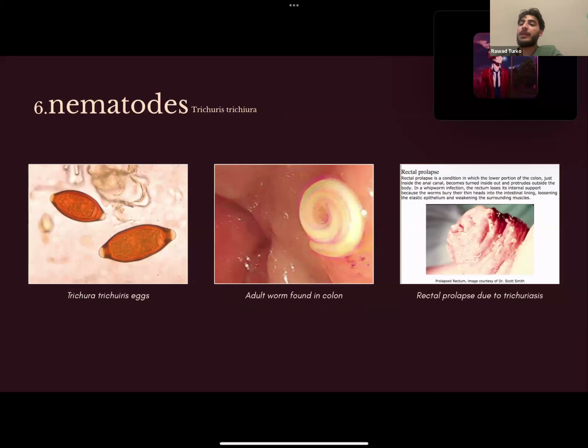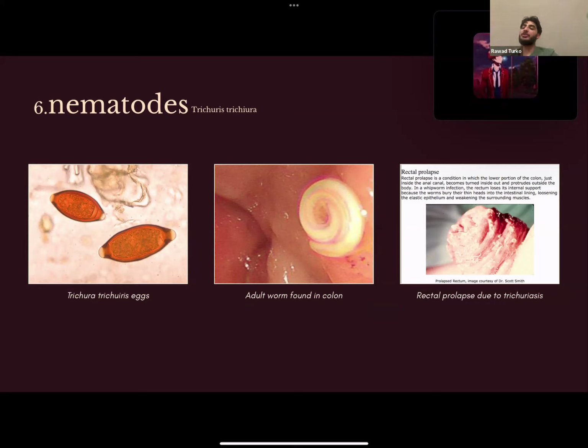All right. This is the adult worm found in the colon. You guys can see it's wrapped up in the colon. That's because it's attached to the mucosal wall. And this is rectal prolapse. You guys know what rectal prolapse means? Yeah, it's basically when the rectum is just protruding through the anal canal.